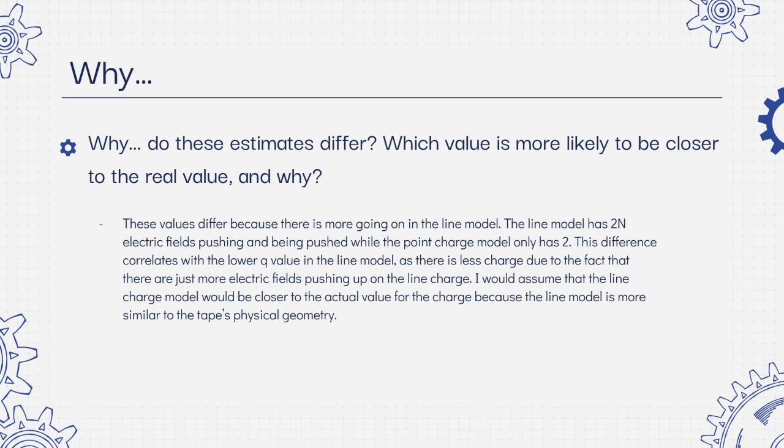You can imagine that the very left side point on the top tape is still being pushed up by that very right bottom tape point. It has a smaller component of Y than the one directly below it, but it's still being pushed up by it. So that's probably why there's a difference. This difference correlates with the lower Q value, like I said, and there's less charge due to the fact that there are more electric fields pushing up the charge.